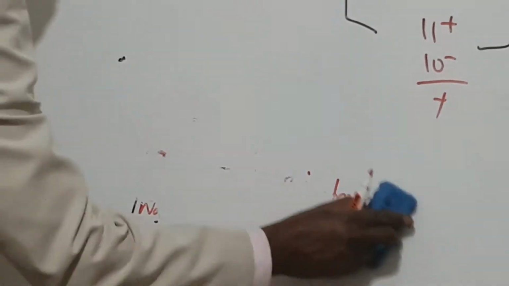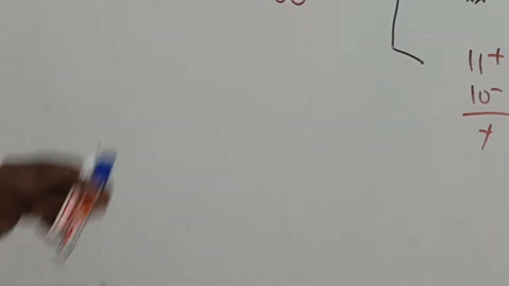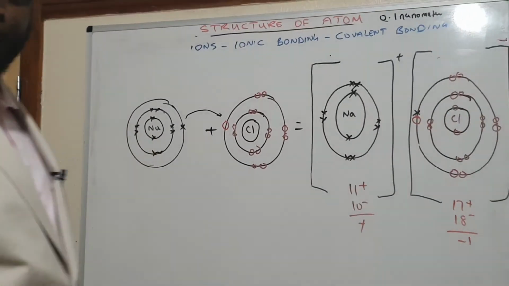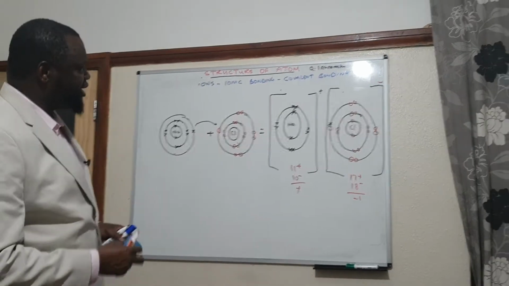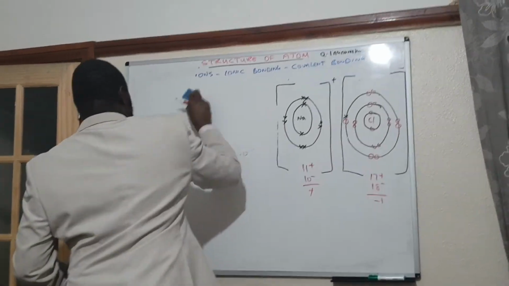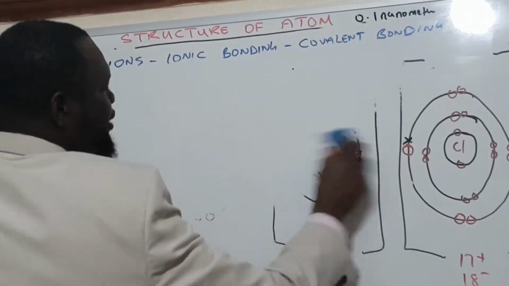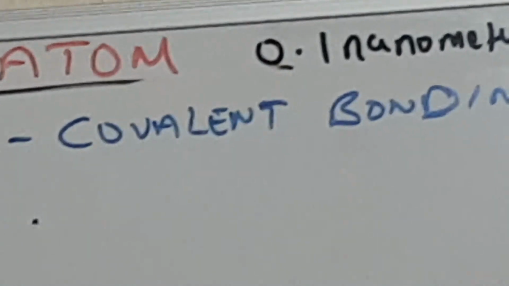Okay? So that's why most of them are soluble in water. If they are not soluble in water, they will not conduct electricity. Okay? But when they dissolve in water, the ions split. They can move freely. Now, this is an example of ionic bonding. Okay? Example of ionic bonding.